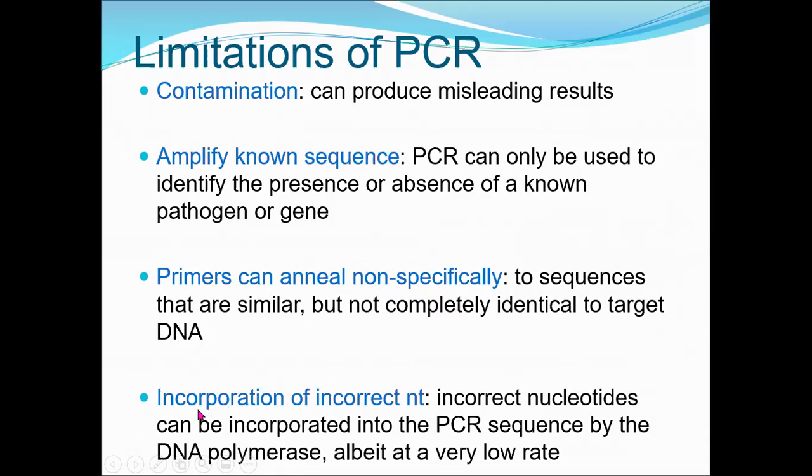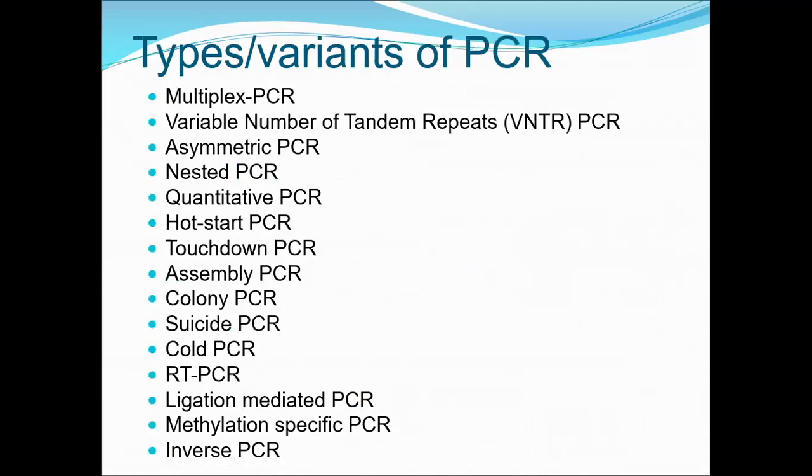Then you can have some incorrect nucleotides incorporated during the PCR, which may give a false result if you sequence that. Incorrect nucleotides can be incorporated because it lacks proofreading activity. Normally, we use Taq DNA polymerase for routine applications, so it has some error rate, but it won't change the whole sequence. At a very low rate, you have incorrect nucleotide incorporation.